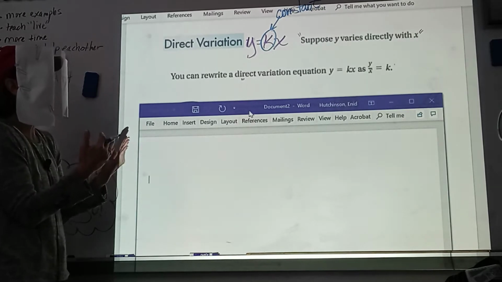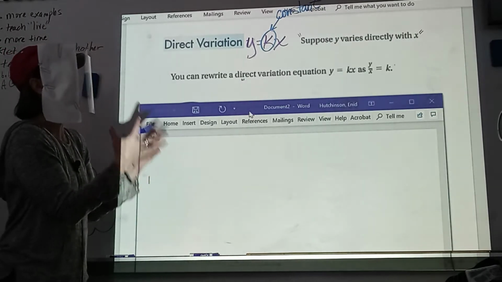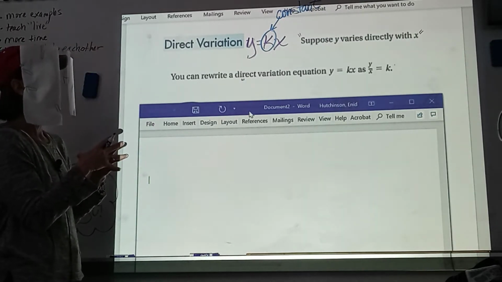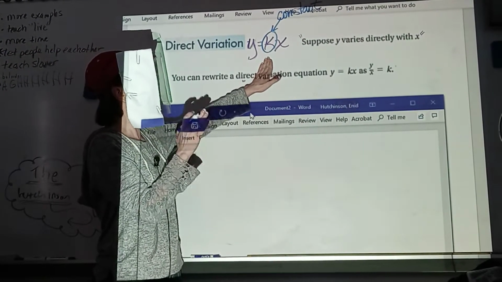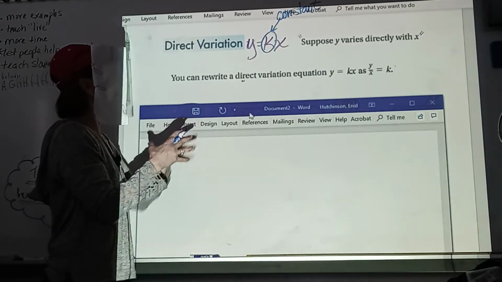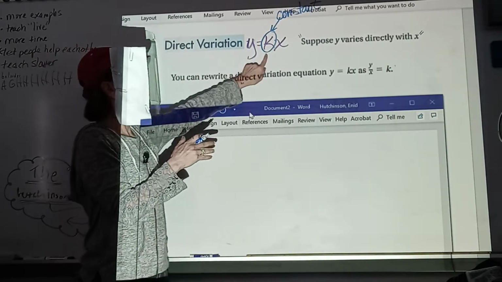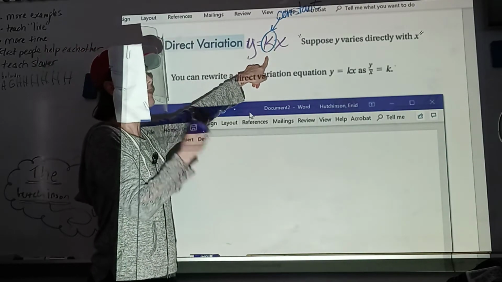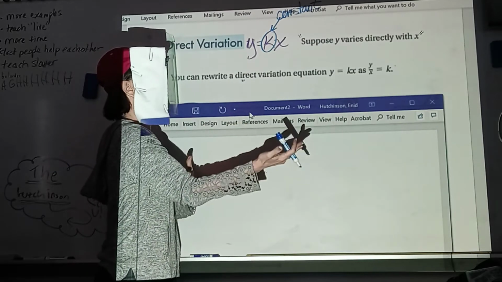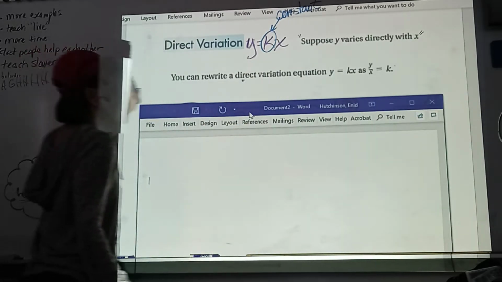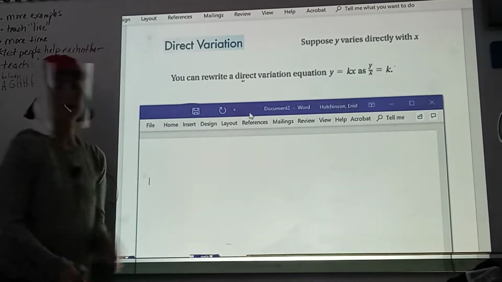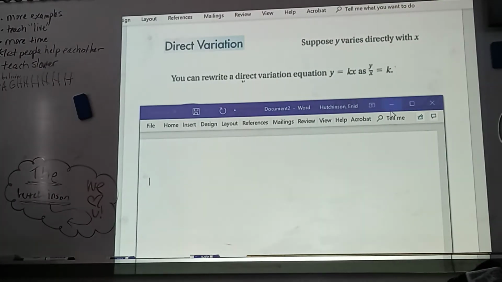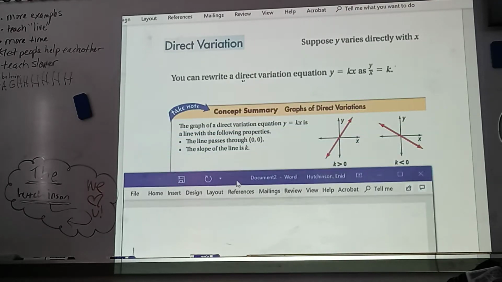That is the formula. That is how you have to recognize it: y equals kx, and the k is the constant. In order for something to be a direct variation, this k needs to be the same number every time. I'm going to explain that to you in a moment. So just write down the formula.